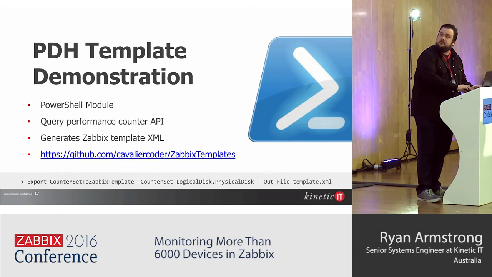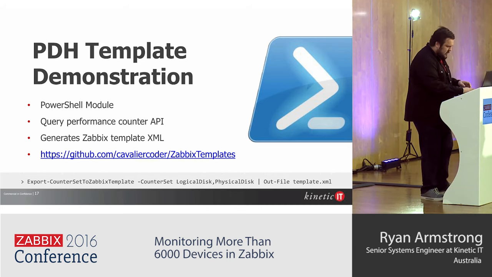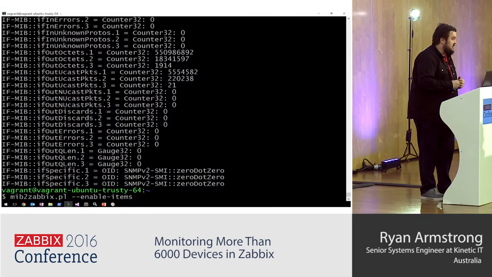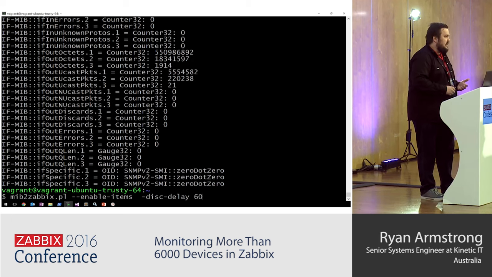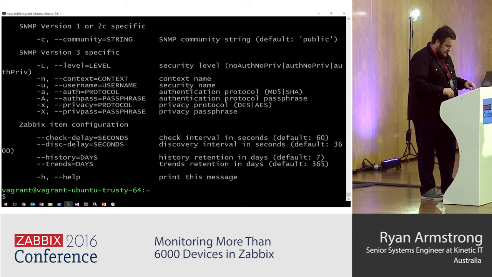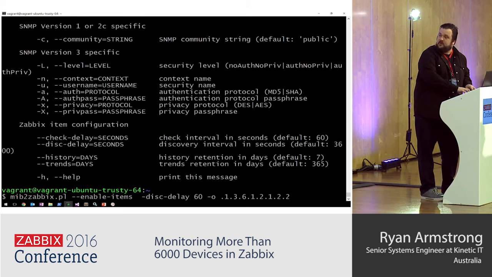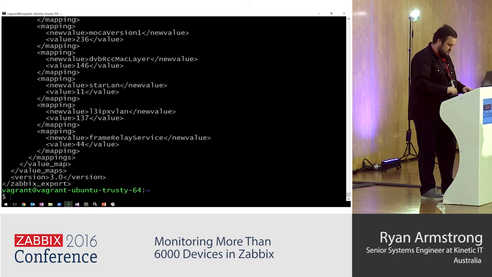So let's run MIB to Zabbix. What I'm going to do here is tell it to enable all items, because by default it doesn't, because you could have 6,000 odd items in there. The other thing I'm going to do is tell it to do a 60-second discovery delay. By default it'll do 1 hour, but unless anyone here wants to wait roughly that long, let's get on with it. And then I'm going to ask it to do the OID for interface MIB. What have we missed? A hyphen. There we go.